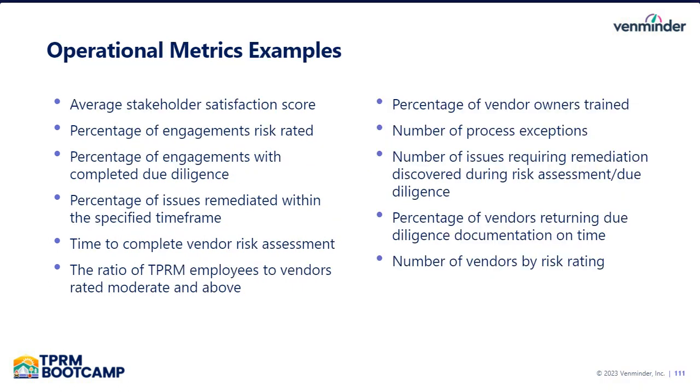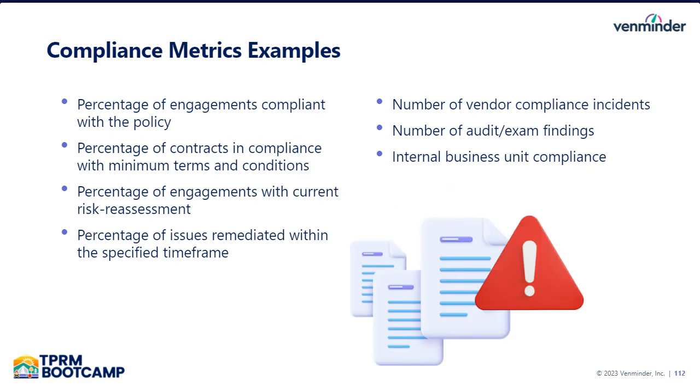I apologize because we're going to go through these very quickly, but I just want to give you some examples of types of metrics you can use. So for operational, maybe you're looking at the percentage of issues remediated within a specific time frame, maybe the number of process exceptions, how many engagements are risk rated. For compliance, you might want to look at the percentage of contracts in compliance with minimum terms and conditions, or the number of vendor compliance incidences, or internal business unit compliance.